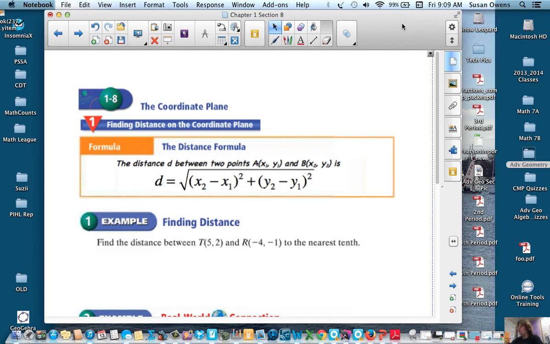The distance d between any 2 points, which we'll call (x1, y1) and (x2, y2), is the square root of the quantity (x2 minus x1) squared plus the quantity (y2 minus y1) squared. So you're welcome to plug it into this formula and slowly simplify it, but this formula, and this is what we'll derive in class, is basically the Pythagorean theorem.